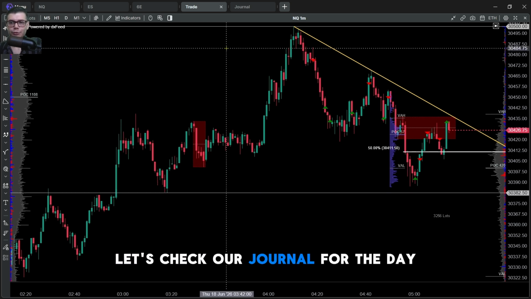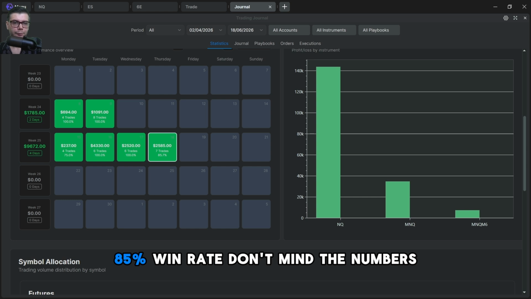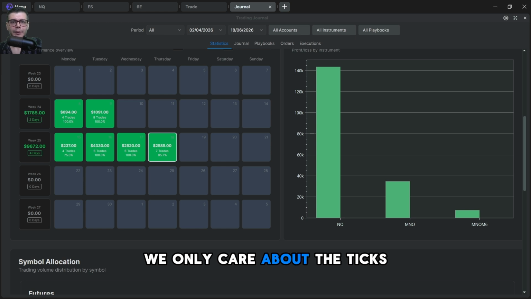Let's check our journal for the day. Here's the trades for today. 7 trades, 85% win rate. Don't mind the numbers. We only care about the text.